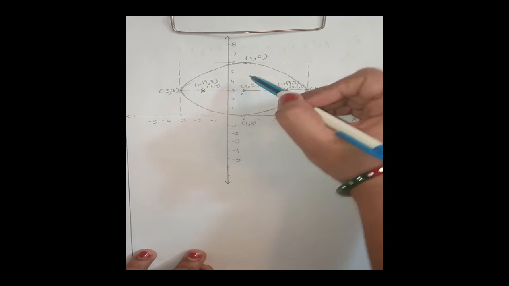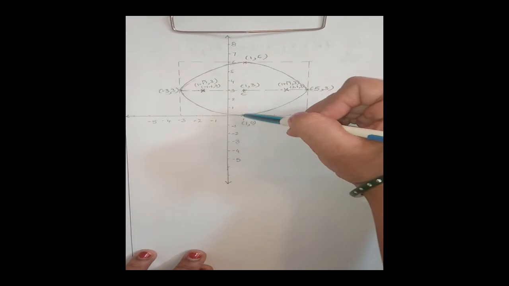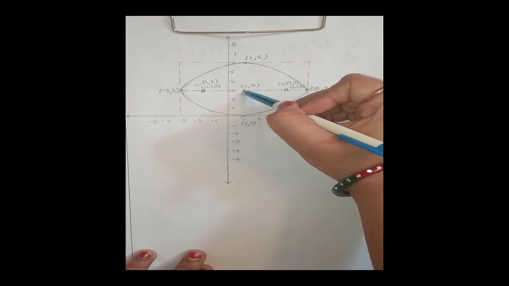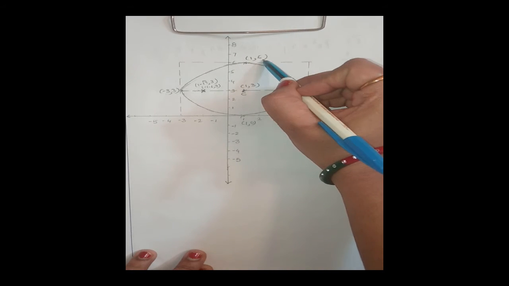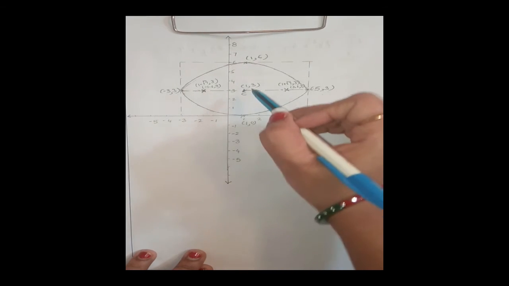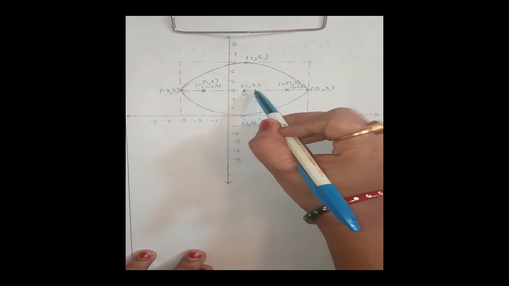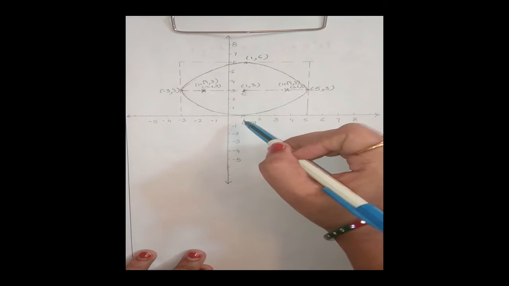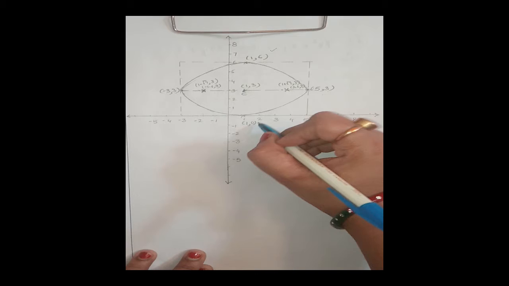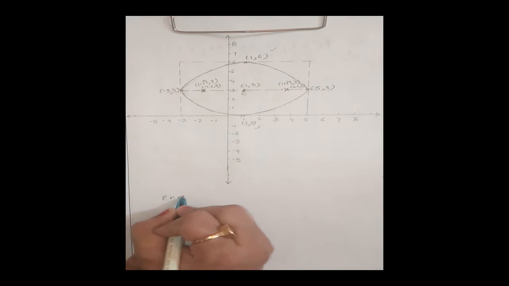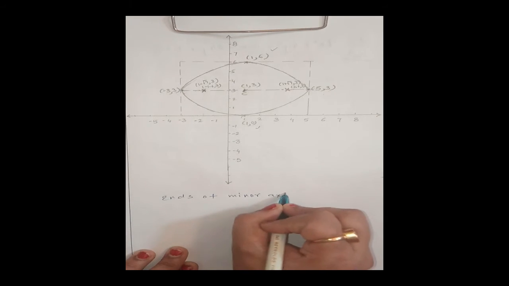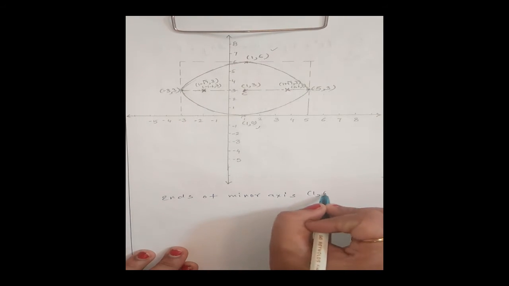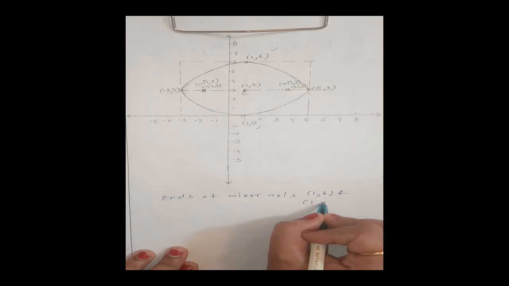So B will be 3 units up, 3 units down from C. Now 3 units up along the y axis, that is (1, 3 plus 3), that is (1, 6). Same way, 3 units down, (1, 3 minus 3), that is (1, 0). These are the ends of the minor axis. Ends of minor axis are (1, 6) and (1, 0).